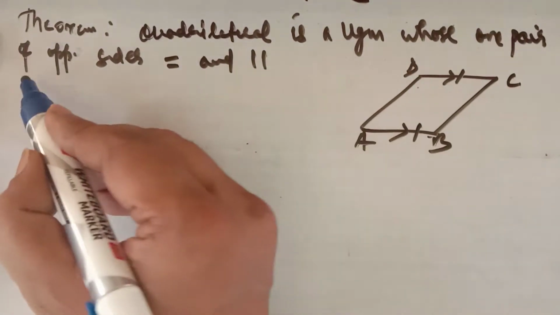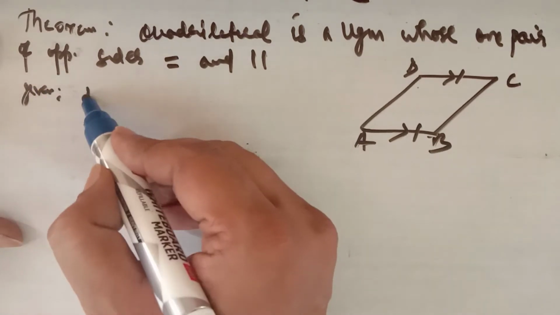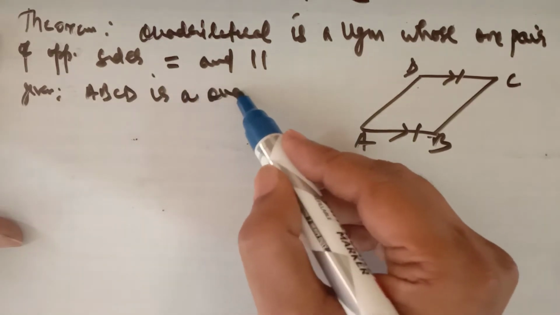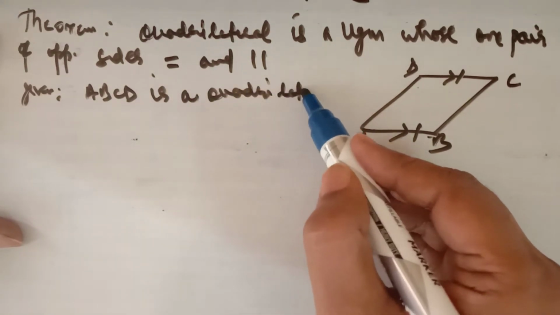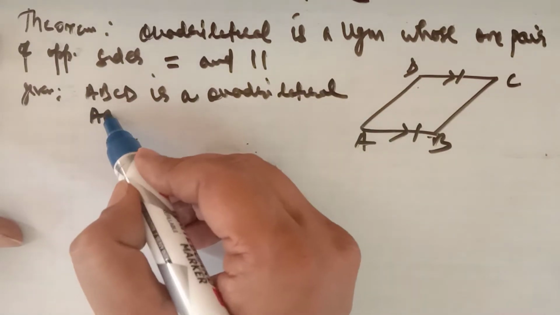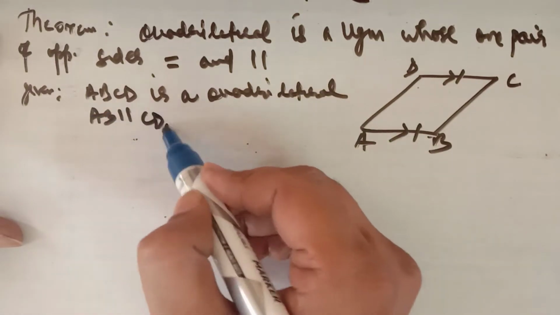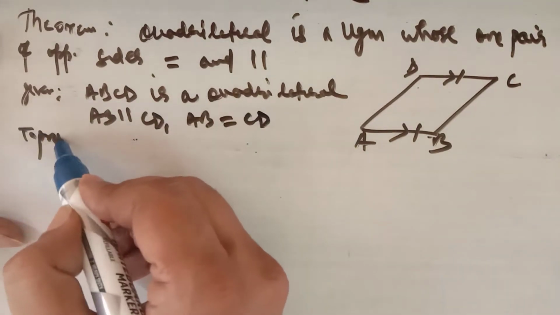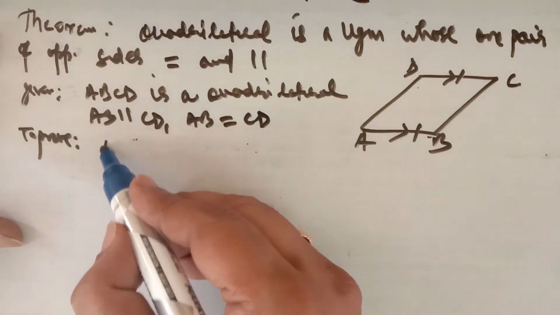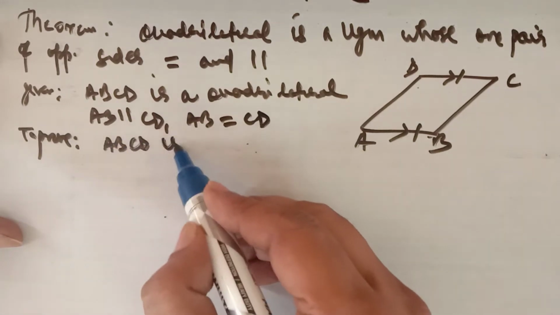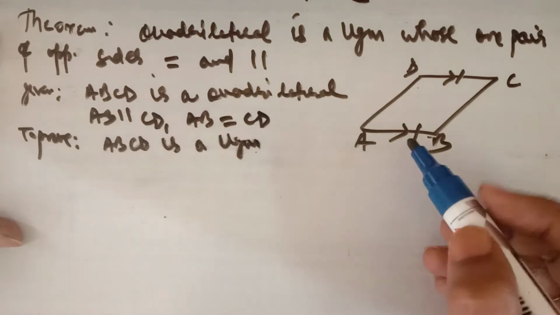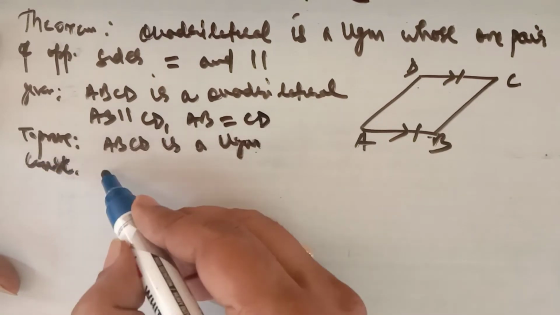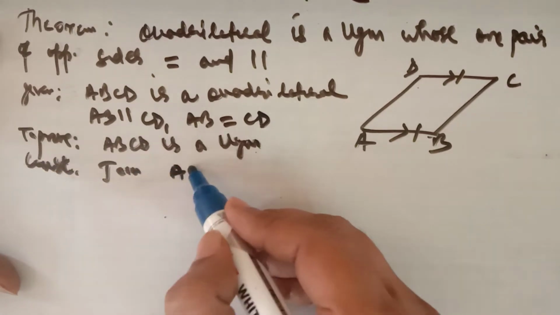So what is given? It is given that ABCD is a quadrilateral in which AB is parallel to CD and AB is equal to CD. Now what do you have to prove? You have to prove that ABCD is a parallelogram. To prove that, I do a construction here, that is, join AC.